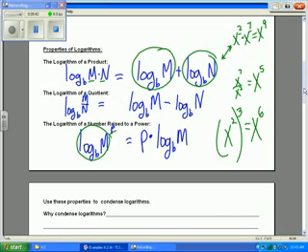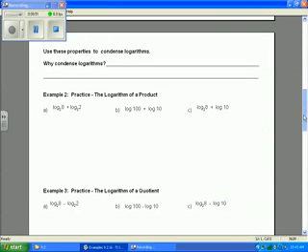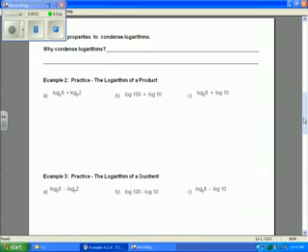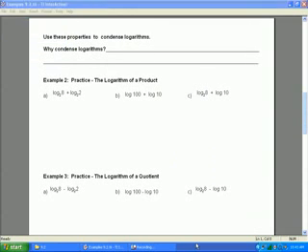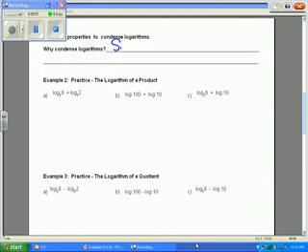Okay, now use these properties to condense logarithms. That's what we're about to do. So turn the page, and why should we condense logarithms? Why do you think condensing would help us? Good. It makes the problem shorter. Good. It's going to simplify so that we can solve. Okay? So we're going to practice condensing logs, and then we're going to practice expanding logs.